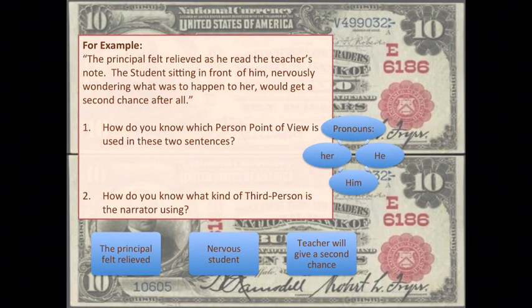For example, the principal felt relieved as he read the teacher's note. The student sitting in front of him, nervously wondering what was to happen to her, would get a second chance after all.